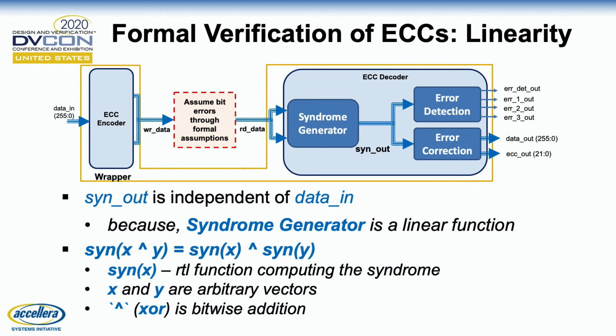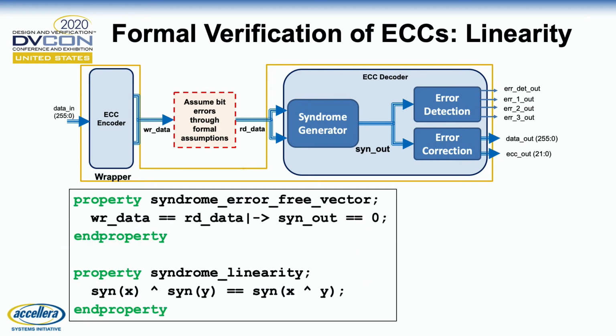So this is the reason why the output of the syndrome generator is independent of the data in, because it is preserving the bitwise addition. And now, since we know that the syndrome generator is implementing a linear function, and also what the output of the syndrome generator is when there are no bit flips, we can capture them as properties. So here the first property says what should happen when there are no bit flips. When write data is equal to the read data, the output of the syndrome generator is a null vector, and we capture it as a property.